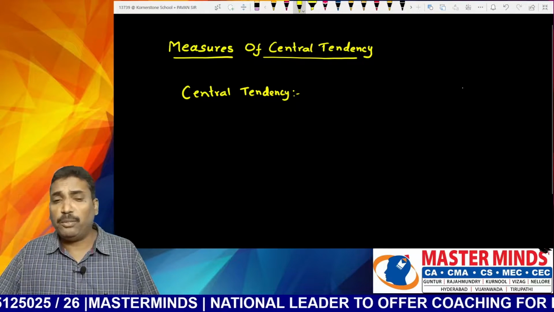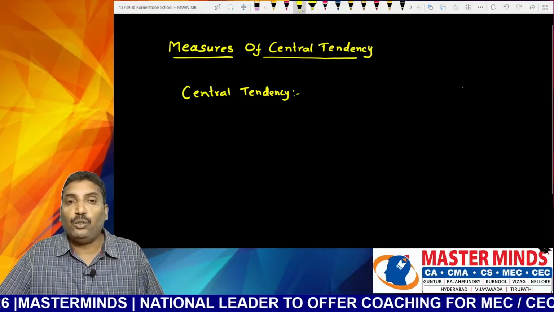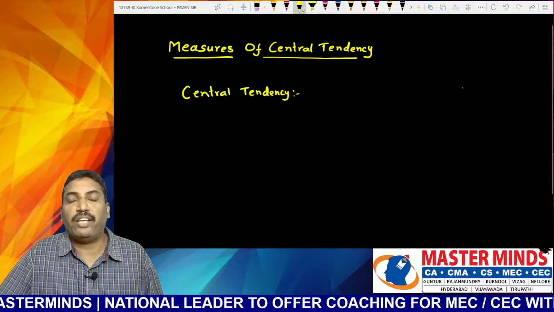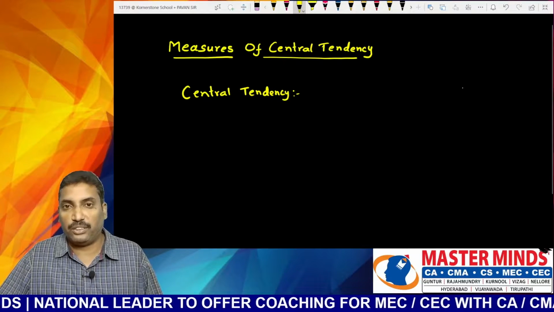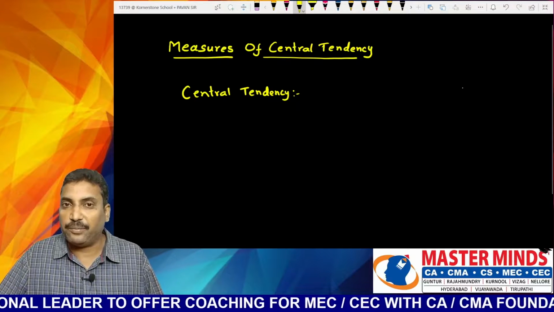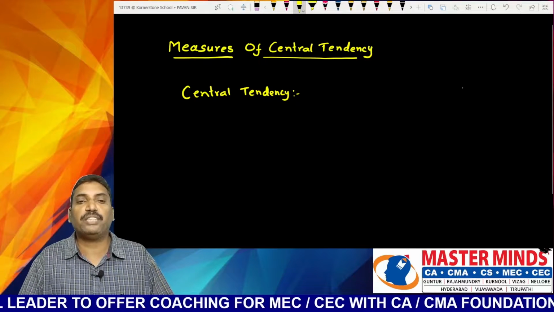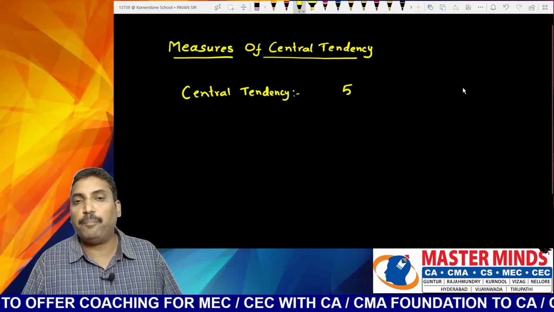Now, suppose we have collected the information, we have the data. How do we identify that central tendency value? For that we require measures. Those measures we call measures of central tendency. So how many measures of central tendency do we have? We have 5 measures of central tendency mainly.